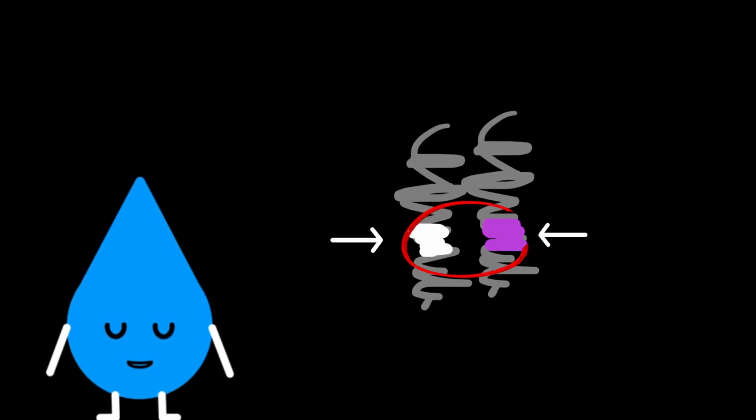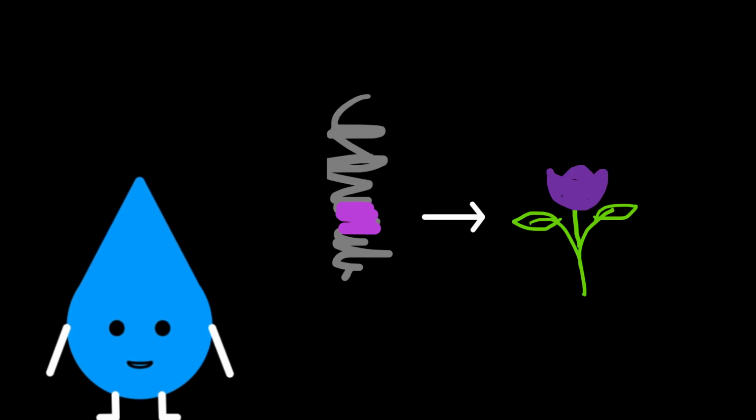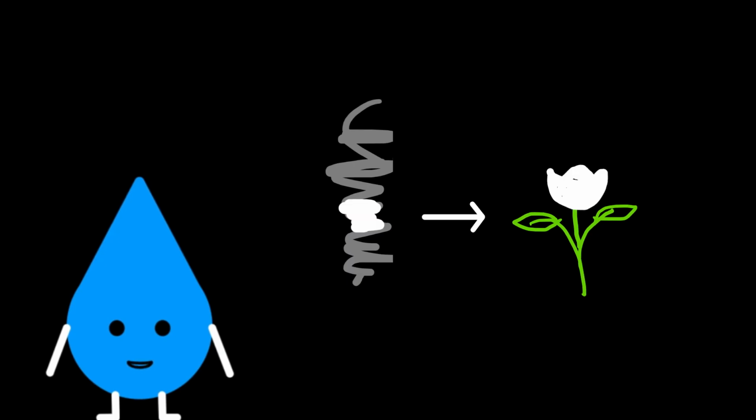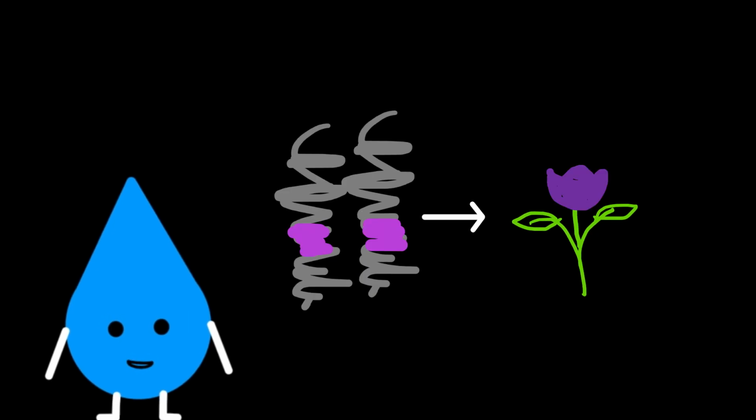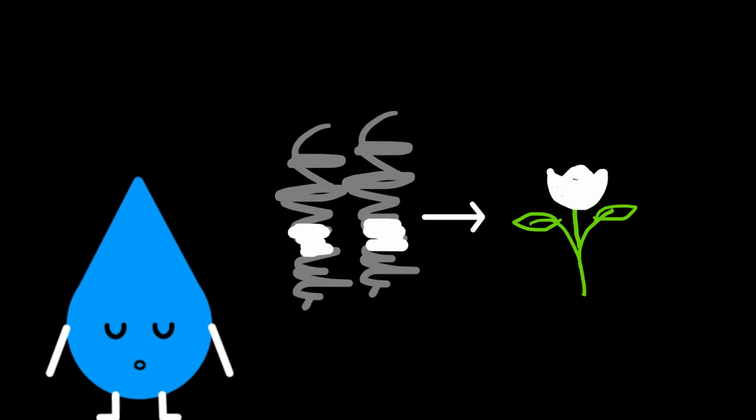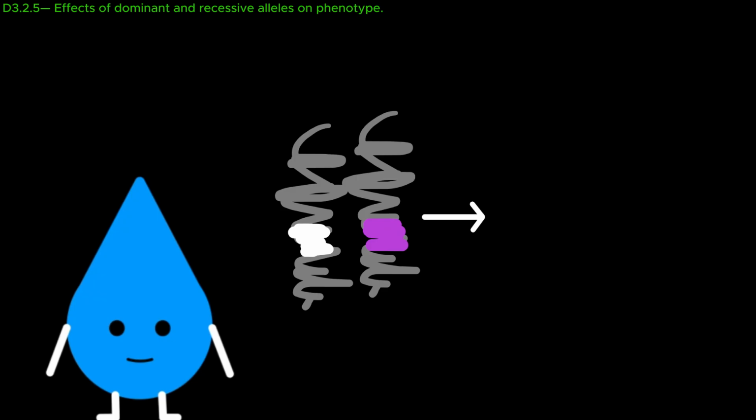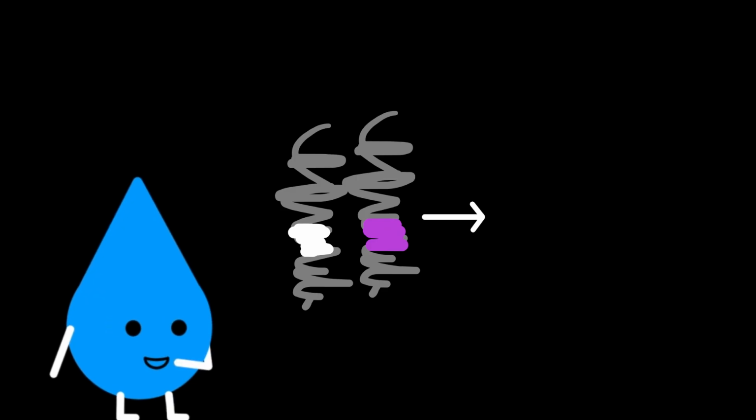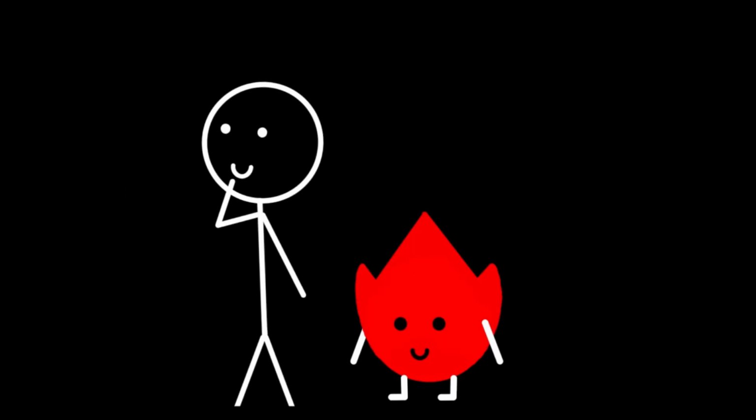However, there are different variations of this gene. We call these variations alleles. Some alleles result in purple flowers, others result in white ones. 2 purple alleles result in purple flowers. 2 white alleles result in white flowers. But when they have a purple allele and a white allele, the flowers will still be purple.